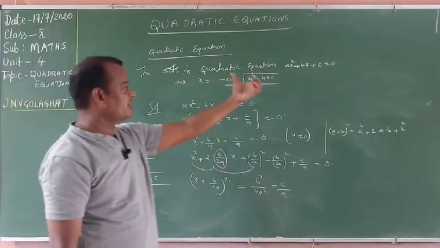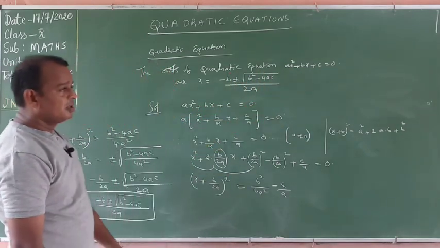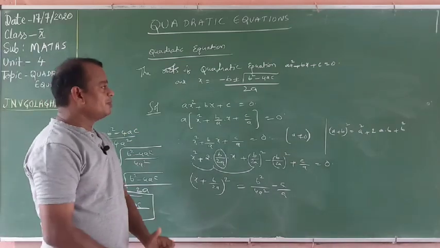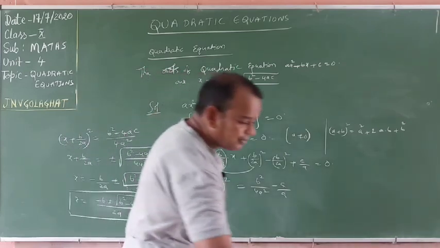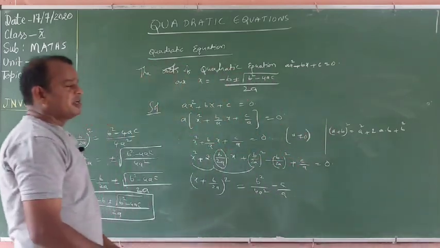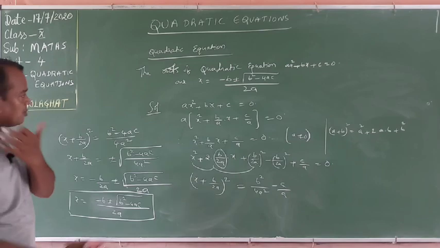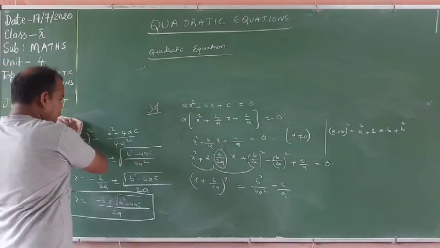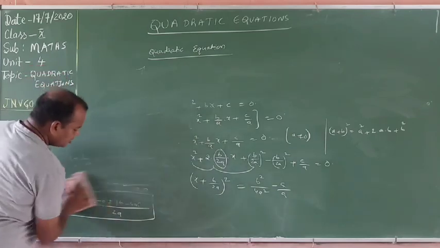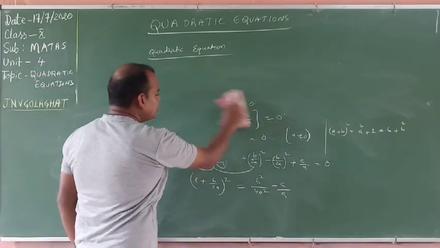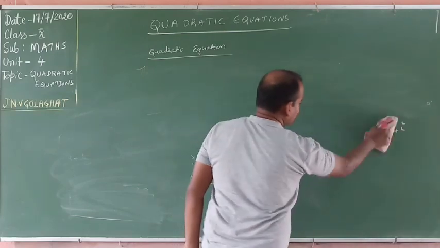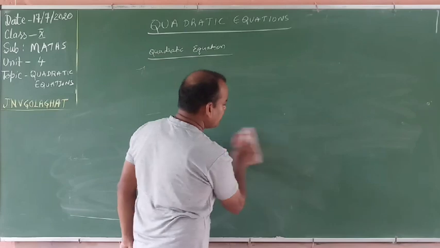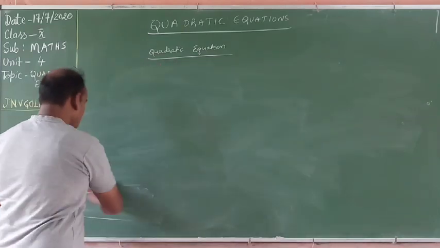What does the quadratic equation mean? ax square plus bx plus c is equal to 0, or x is equal to minus b plus or minus root over b square minus 4ac by 2a. For example, from the examination point of view, if asked to find the roots of the equation by using the formula, when one quadratic equation is given, we can find the roots by using the formula. We read the formula once again: x equal to minus b plus or minus root over b square minus 4ac by 2a, that is the formula.